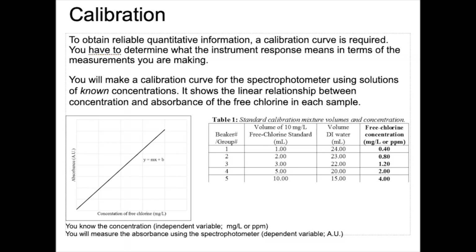You have two tables today. This is table 1, and you have beaker 1 through 5. That's going to have different concentrations. You'll see us making these later, but notice that in the second column you add so much of the free chlorine standard, and then in the third column the amount of water. If you add those both together, the volume is going to be 25 milliliters total for each, but the ratio of free chlorine standard to DI water changes throughout each beaker. That's going to result in different concentrations of those solutions. So beaker 1 is going to be a lower concentration, and then it's going to climb up from there, with beaker 5 being the highest concentration.